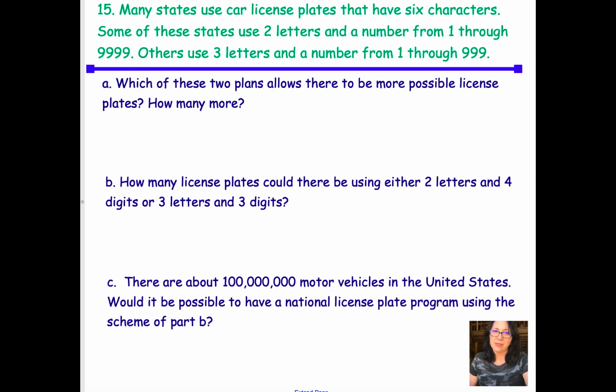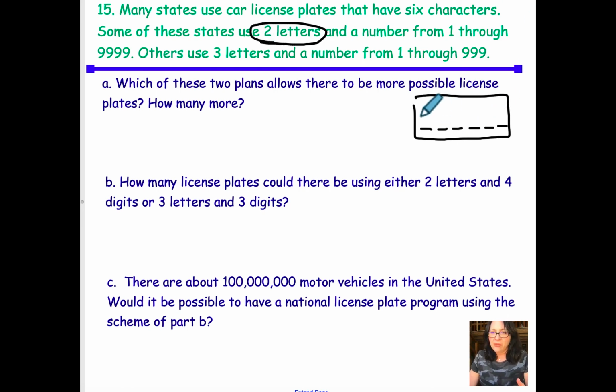And this is a really great question, actually, because this is what every state goes through. So in this state, we're going to assume we have 6 characters in our license plate, right? That means we've got 1, 2, 3, 4, 5, 6 characters. Some of the states use 2 letters and a number from 1 to 999. So this would be a letter, and then I'd have a number.